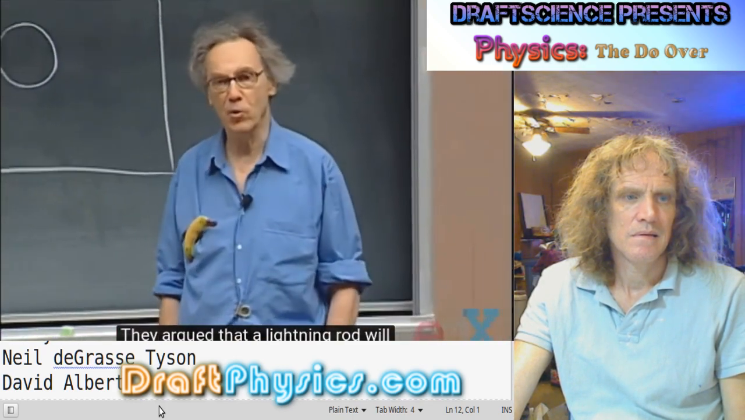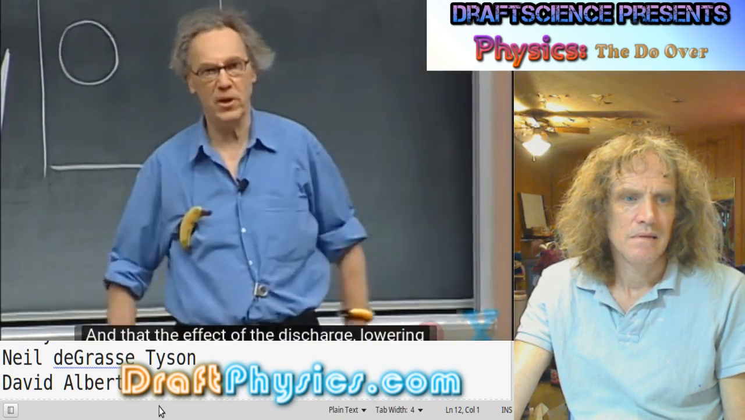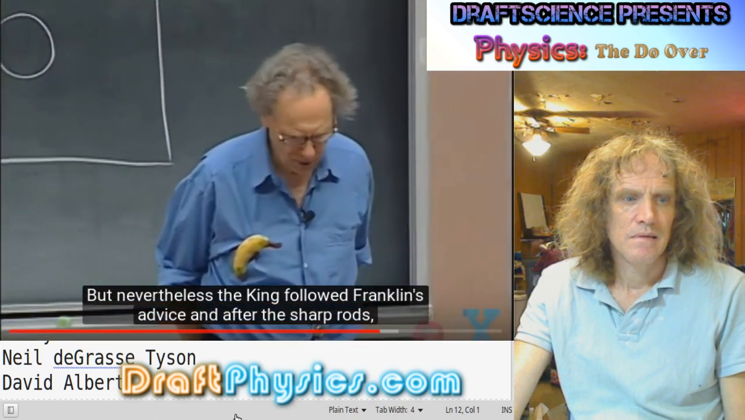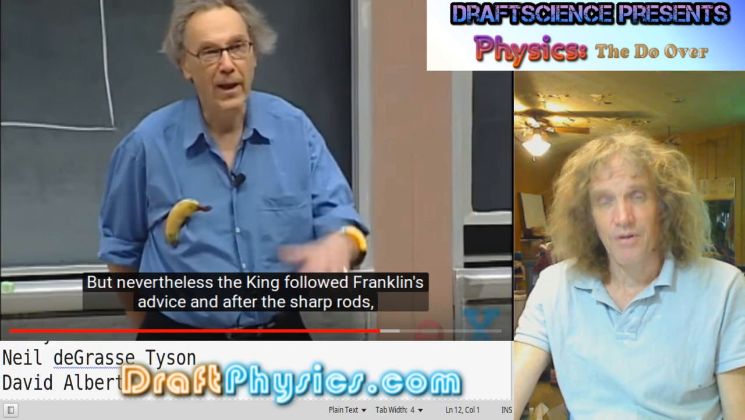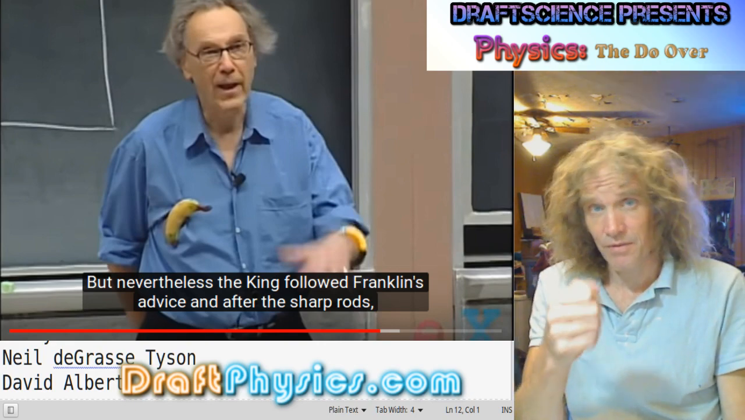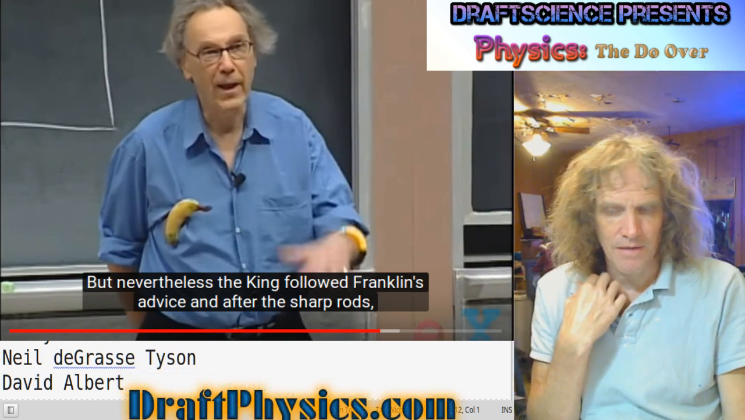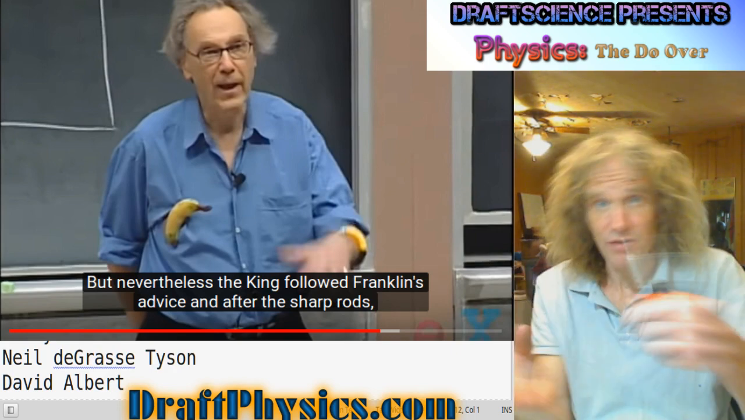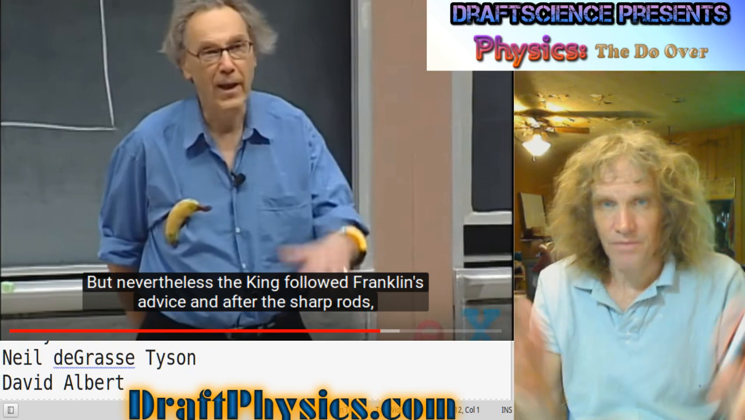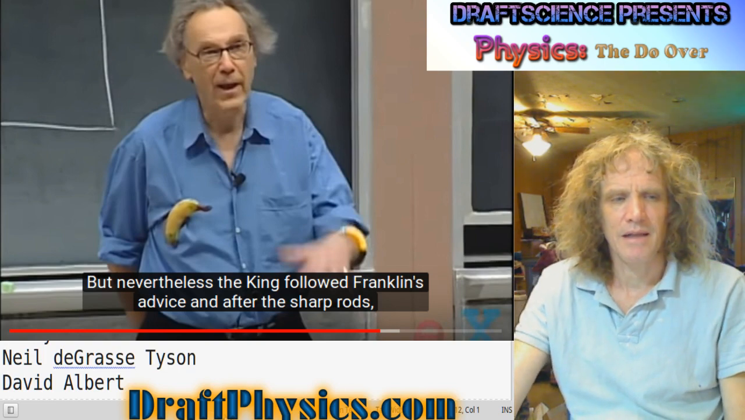There was a lot of opposition against Franklin. They argued that a lightning rod will only attract lightning, and that the effect of the discharge, lowering the potential difference, would be insignificant. But nevertheless, the king followed Franklin's advice. So, I mean, it's interesting just to think about the fact that they had already figured out that you could drain electricity through this more passive discharge. So essentially preventing a spark by pulling the voltage difference through all these little pathways rather than one big pathway. Something like that.